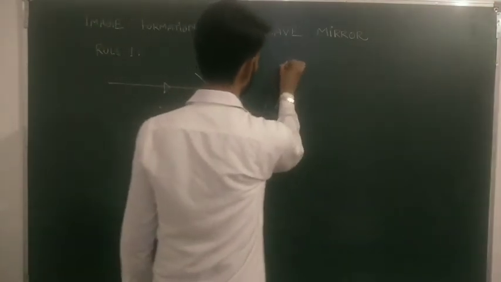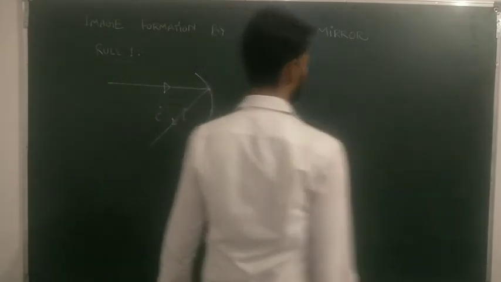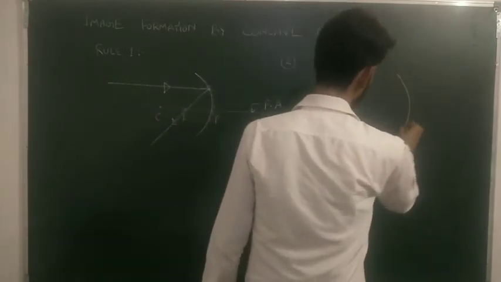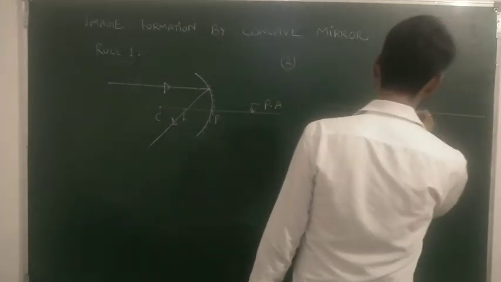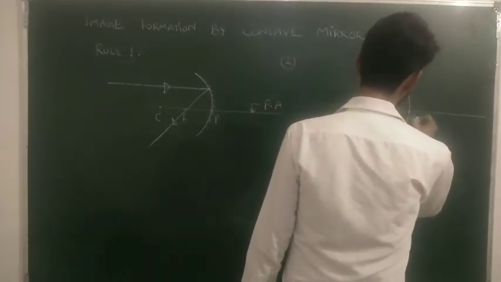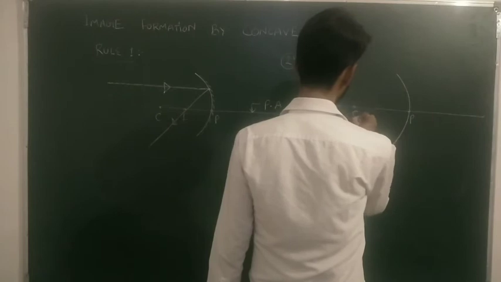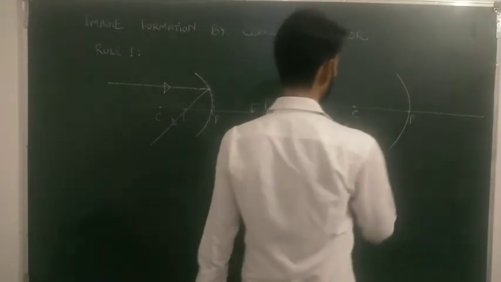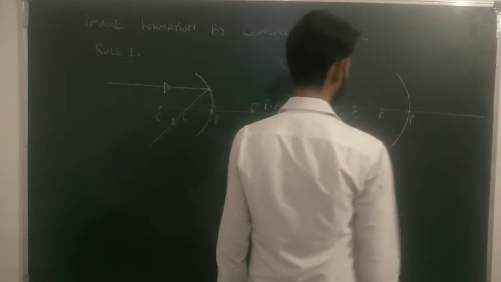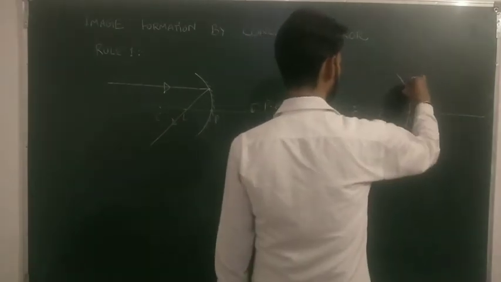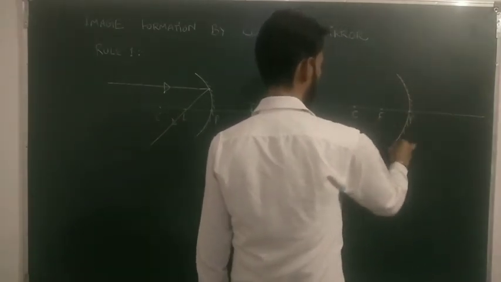Second, rule number 2. This is a concave mirror. This is the principal axis. This point is C, the center of curvature. So this point is the focus point. This surface is to be painted.